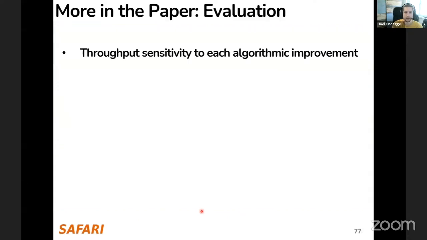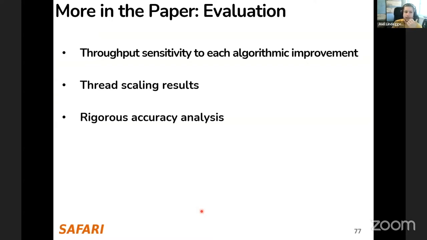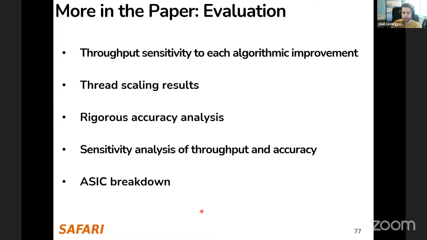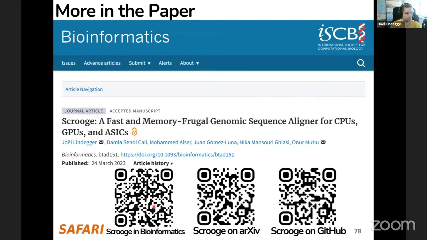We evaluate everything in much more detail in our paper, including throughput sensitivity to each of our proposed improvements, scaling results, accuracy analysis, and sensitivity analysis to some algorithm parameters. And of course, then we also give a detailed ASIC breakdown in terms of how that area came to be. Yeah, we have our paper on arXiv. We have our accepted paper in Bioinformatics, our arXiv version that we keep updating with new results as we have them, and of course, Scrooge on GitHub.